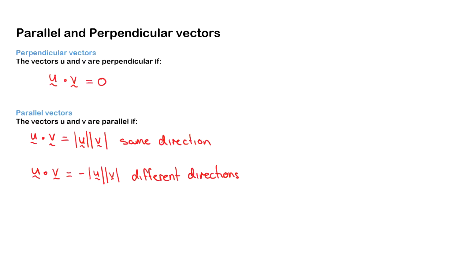If there is a minus out the front, the difference is only one is negative, one is positive. You know they go in different directions, but they're still parallel.